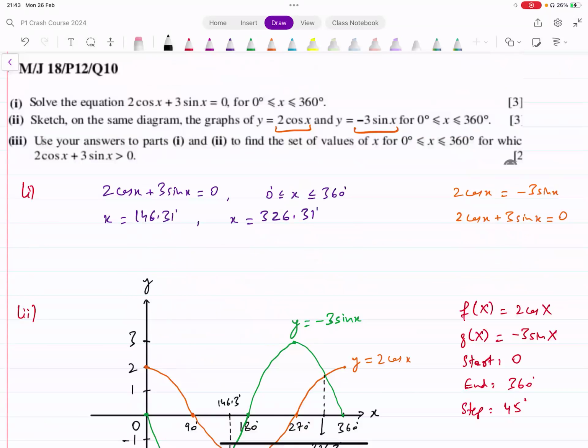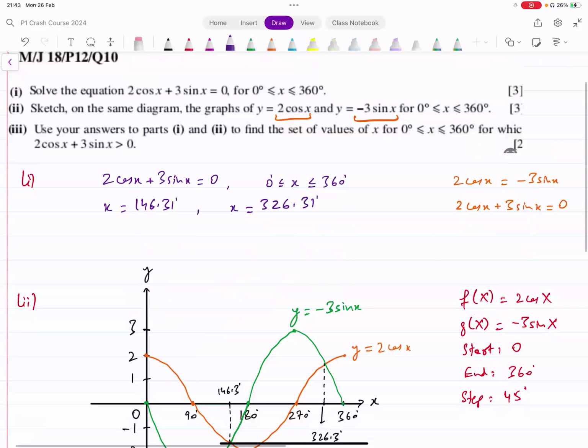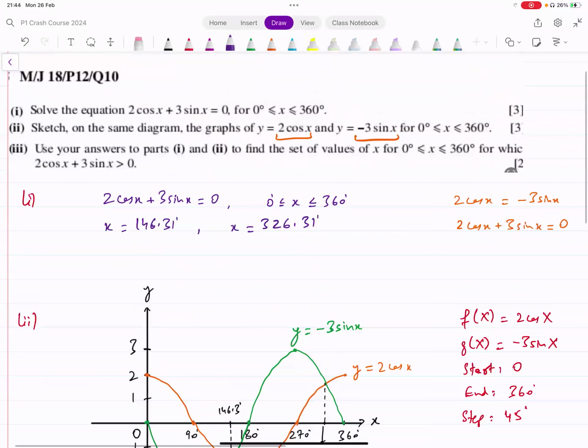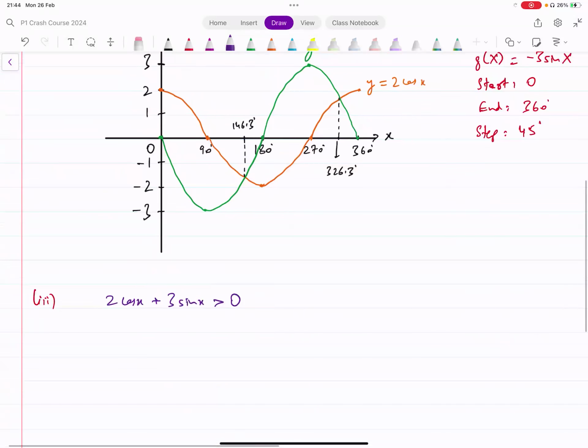Now in the last part, it says, use your answers to parts 1 and part 2 to find the set of values of x for x between 0 and 360, for which 2 cos x plus 3 sin x is greater than 0. Okay, now let me write that down here. 2 cos x plus 3 sin x is greater than 0. This is the inequality that we want to solve, that we want to find the answers for.